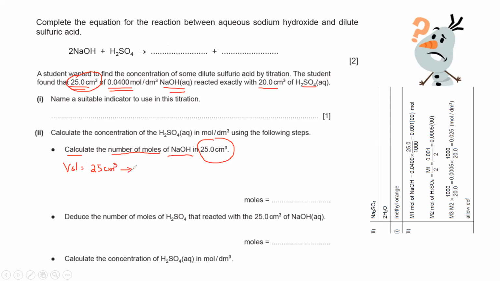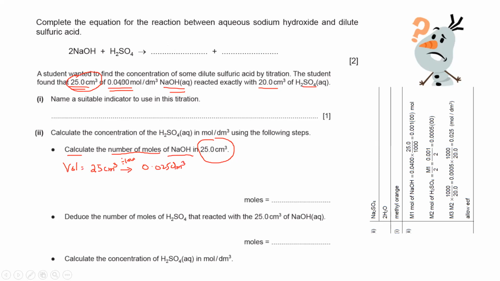But that should be converted into dm cube. So what we do, we divide by 1000. So 25 divided by 1000 will be equal to 0.025 decimeter cube. So that is the volume of the solution.